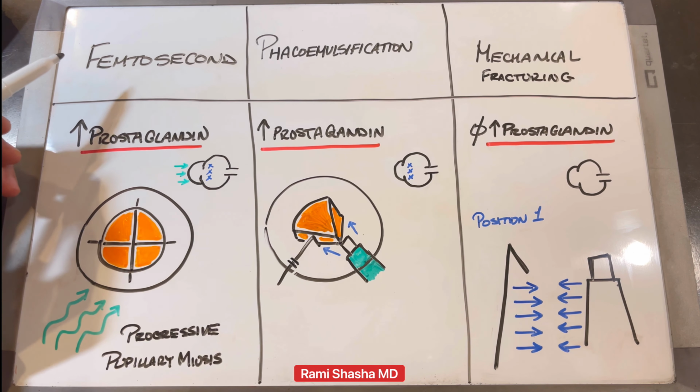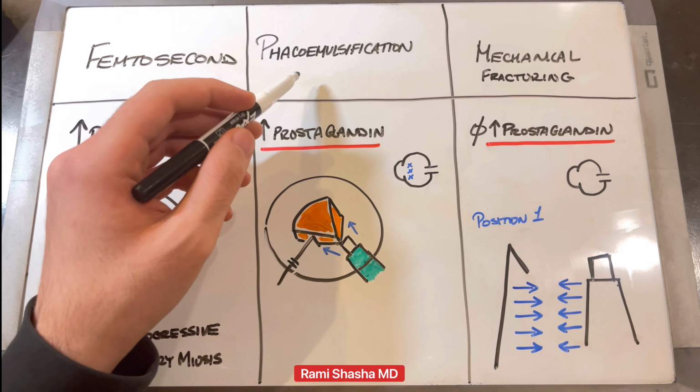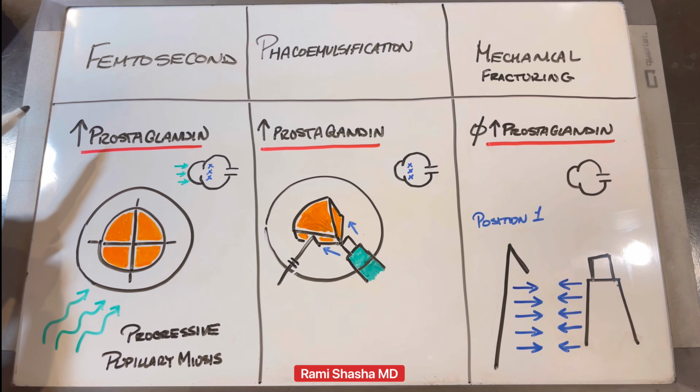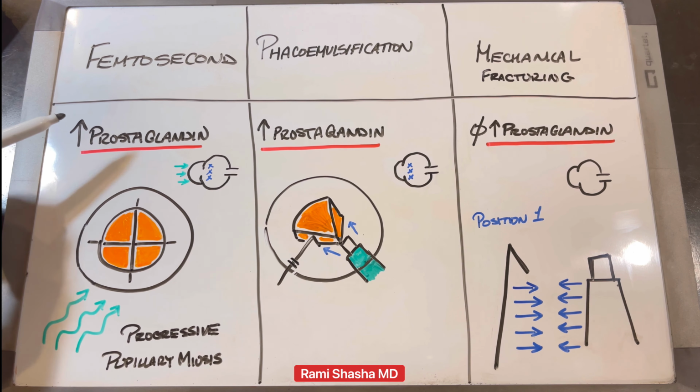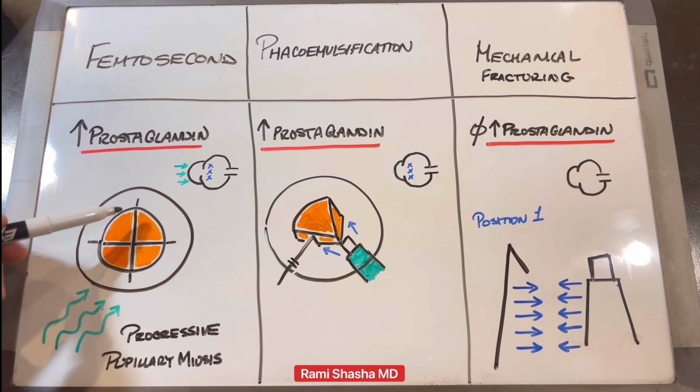I would like to highlight a few differences between femtosecond-assisted cataract surgery, phacoemulsification, and mechanical fracturing. Now, mechanical fracturing is how I do most of my cases. With femtosecond-assisted cataract surgery, you are using the femtosecond laser to create the capsular rhexis and to subdivide the cataract.